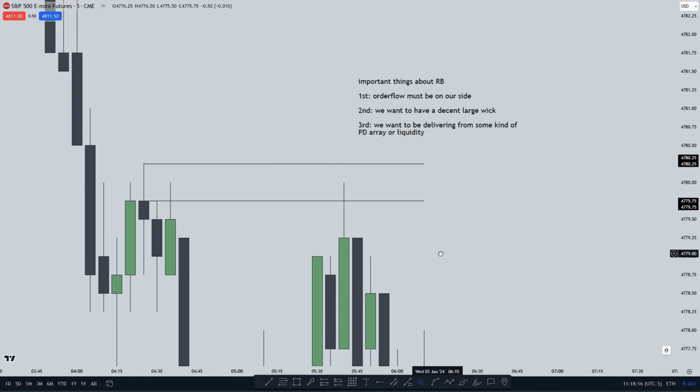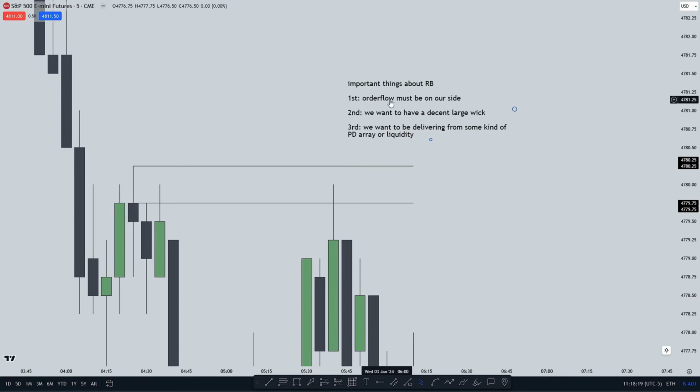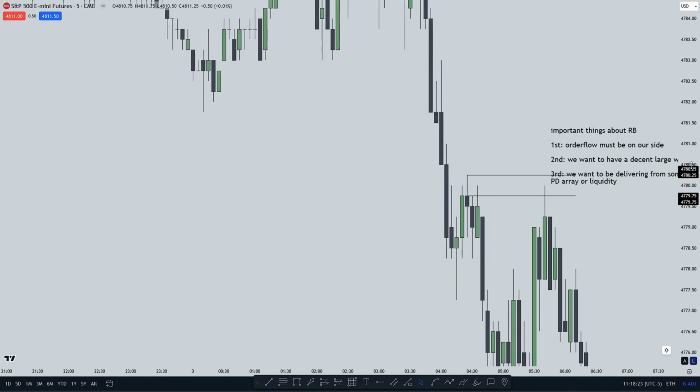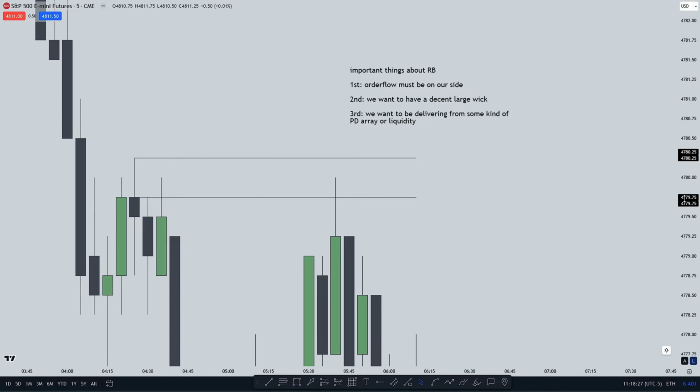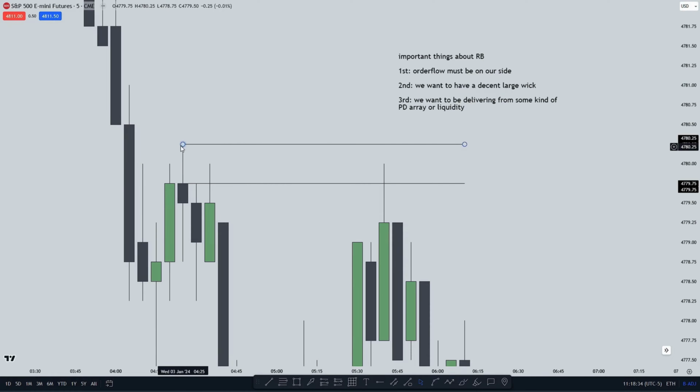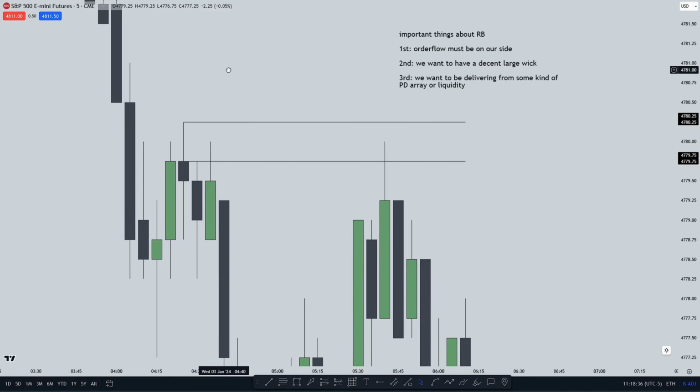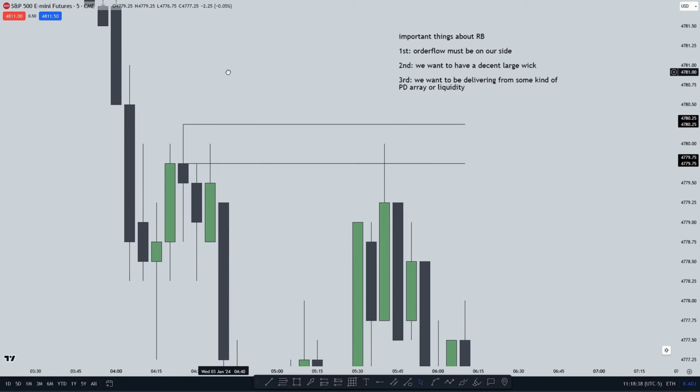Some of the important things about rejection blocks is, first of all, we must have the order flow on our side, and that we see we have right here, because if we trade against the order flow, we will most likely be stopped out. And second of all, we want to have a decently large wick. So in this case, this is a decently large wick, and we don't have a wick that is as big as we usually have on news.